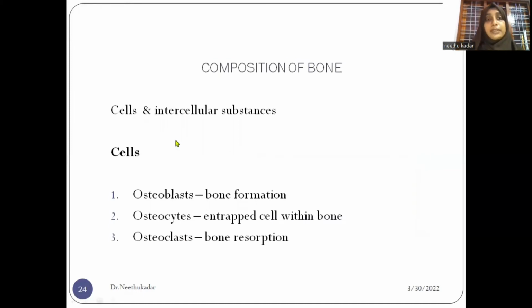Composition of bone, like I said, bone comprises cells and intercellular substances. Cells of the bone are osteoblasts, which help in bone formation; osteocytes, which are entrapped within the bone and determine the vitality of the bone; and osteoclasts, which help in bone resorption.